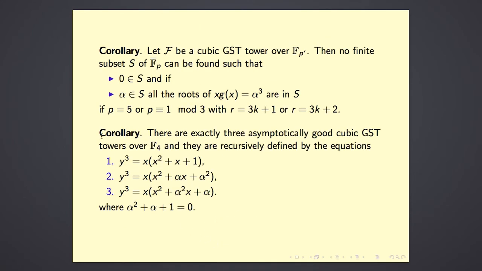Well, from this result we get some interesting corollaries, and we are showing just two of them. One of them is a specific Lenstra-type result, saying that if you have a cubic GST tower over Fp to the r, then no finite set in the algebraic closure of Fp can be found satisfying the Garcia, Stichtenoth and Thomas condition if the characteristic is 2 or is congruent to 1 mod 3, with r equal to 3k plus 1 or 3k plus 2.